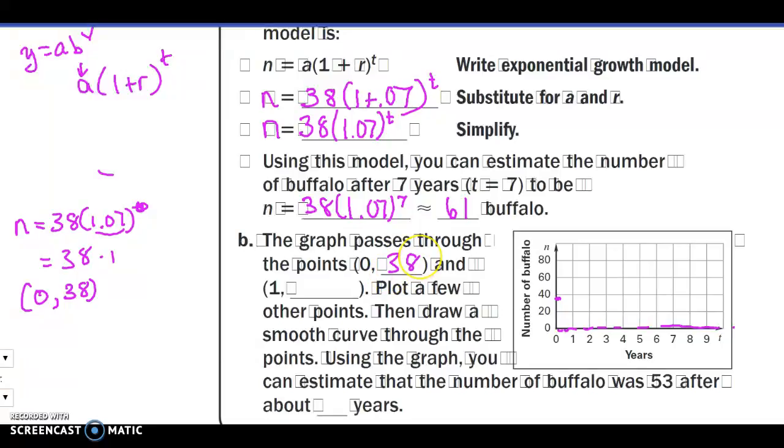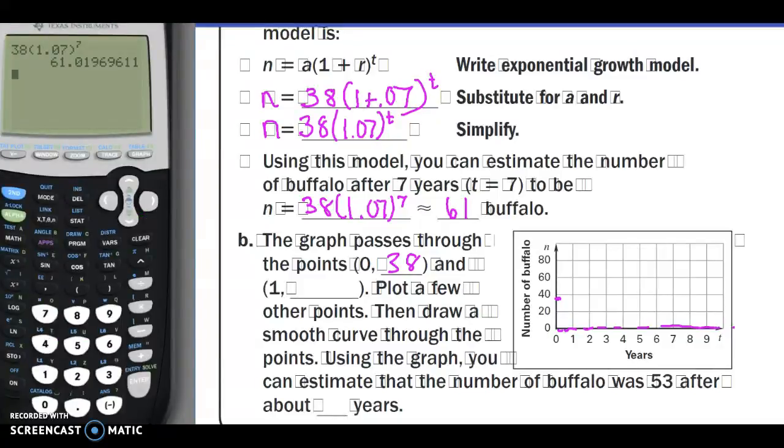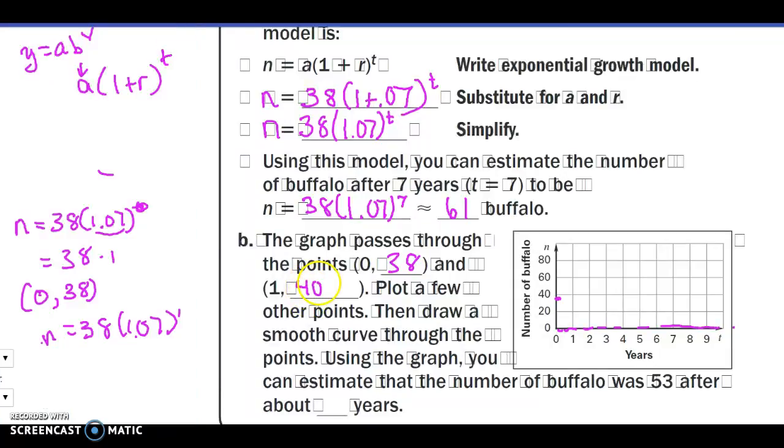Okay, so now we can put in 1 into our equation. N equals 38 times 1.07 to the 1st power. And this I'm going to want to put in my calculator because I need 38 times 1.07. So I'll do that. 38 times 1.07. And I don't need to worry about that 1st power because 1.07 to the 1st power is 1.07. And I get 40.66. So I'm going to come over here to my graph, and I'm going to go right 1 and up to approximately, it's just a little bit more than 40.